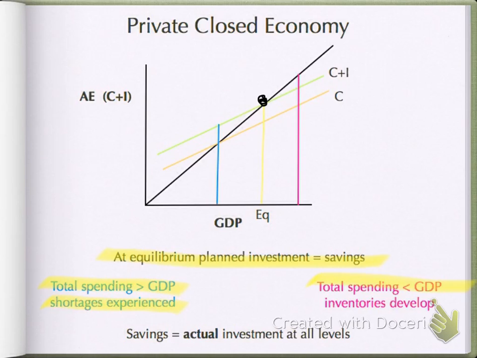To the right, here in pink, our total spending is less than GDP. We're producing more than is being spent. This area, again, is going to be saving in excess of spending, and we're going to start to enter a recession as inventories develop and consumers aren't buying stuff. So this is important. It's always true that savings equals actual investment. The key question is, does it equal planned investment?